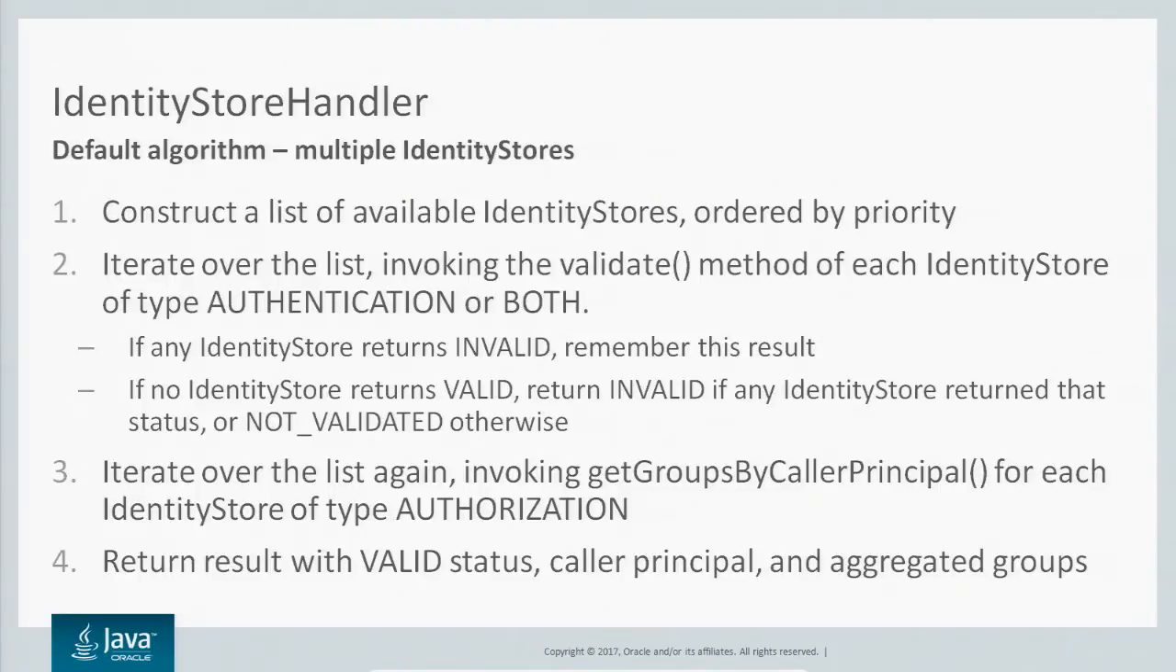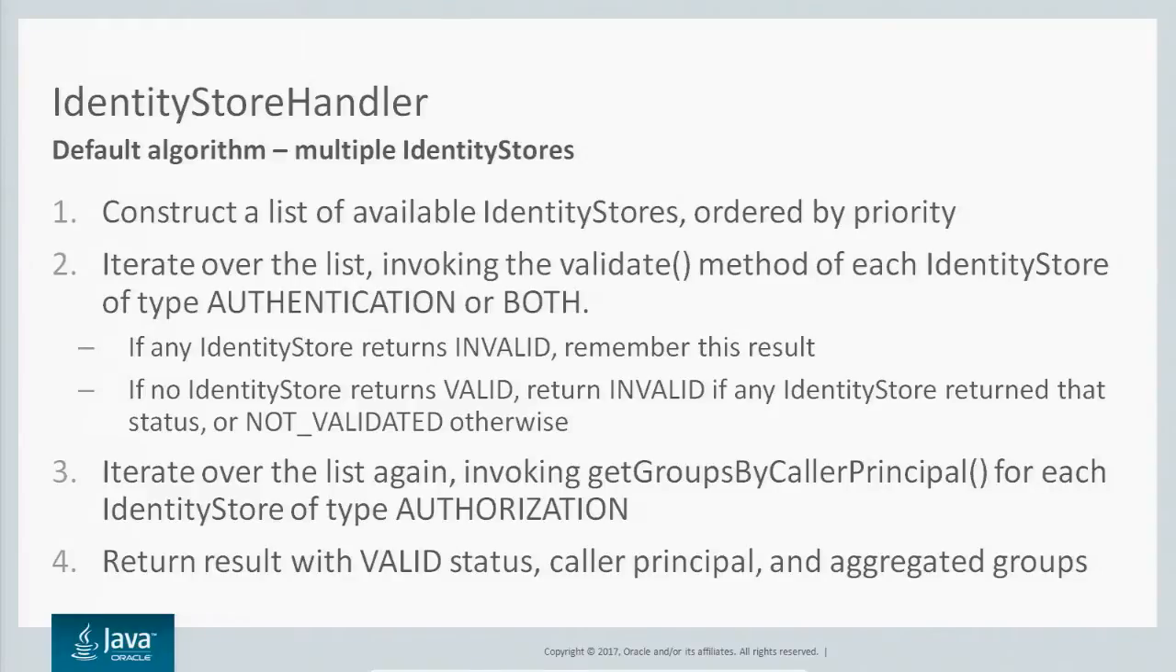Assuming that we got a valid result at that point, then we iterate over the list again, invoking get groups by caller principal for each identity store of type authorization. You also invoke that for the ones that said not valid, or only the ones that said valid? Only the ones that said valid. So in step 2, we would have returned already if we didn't get a valid. But there might be two that said valid, right? So then you call this for both of them? No, for the first one. That's a good point.